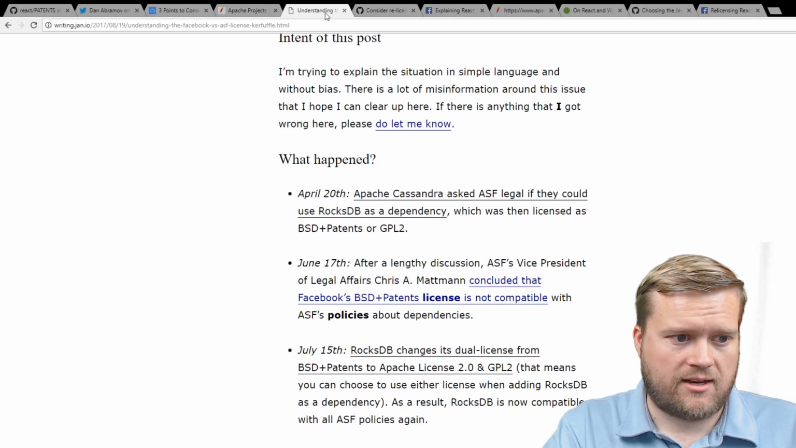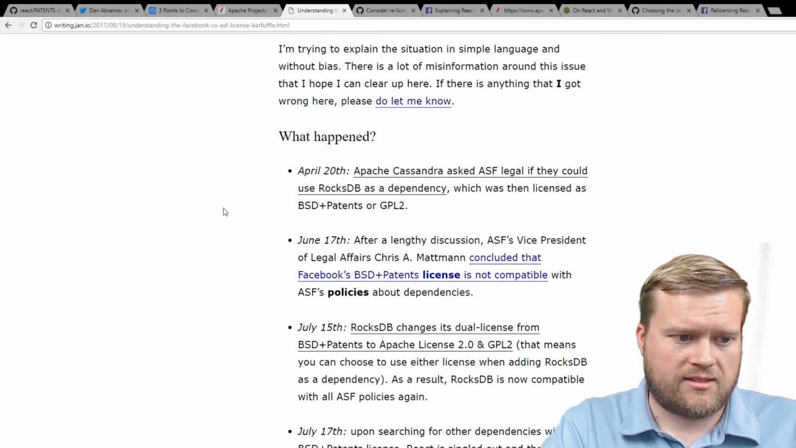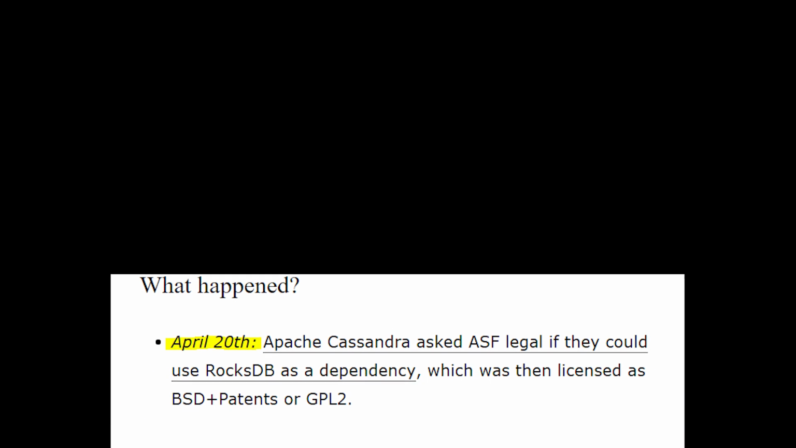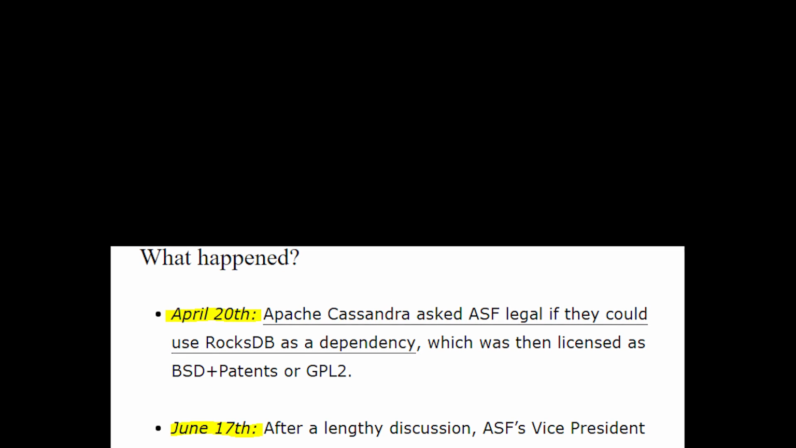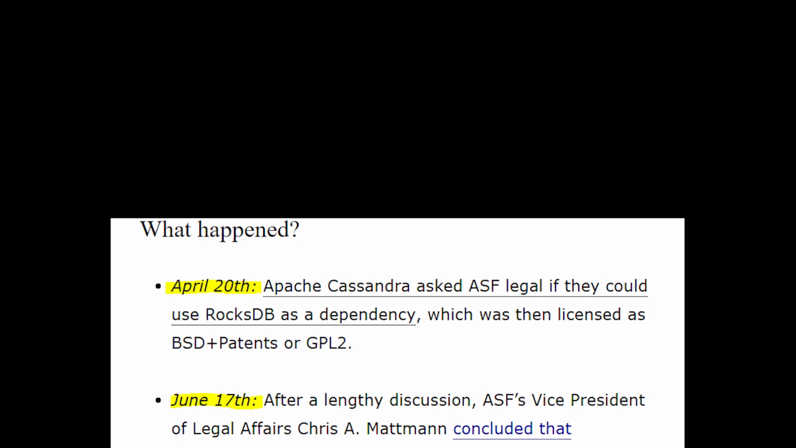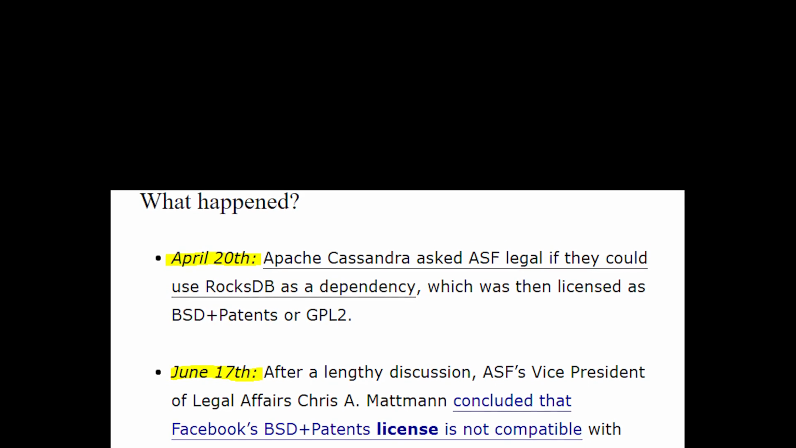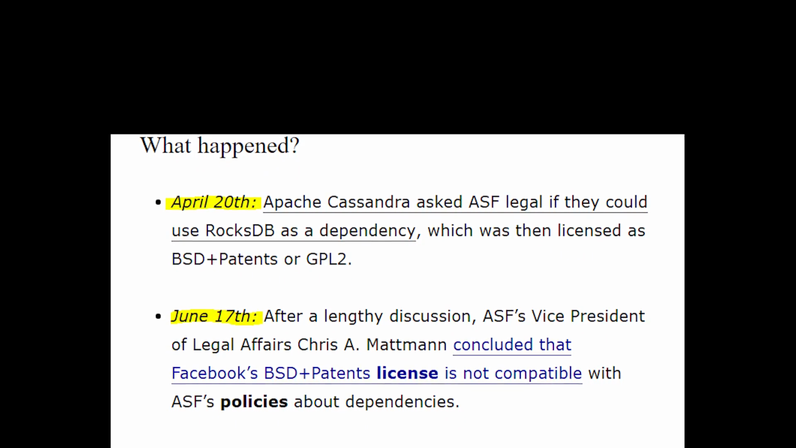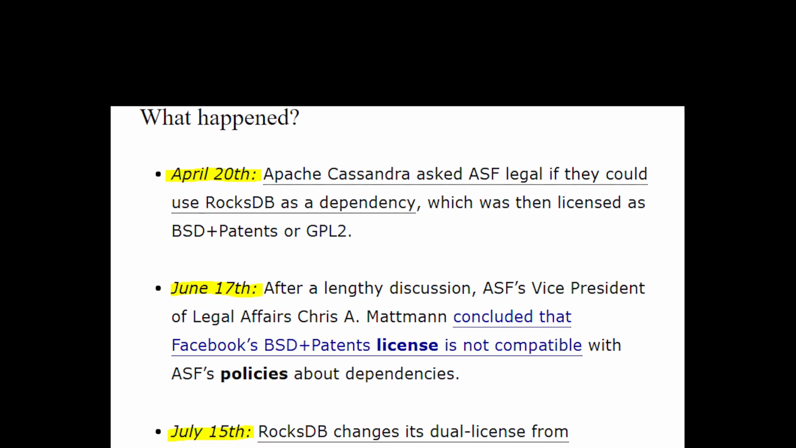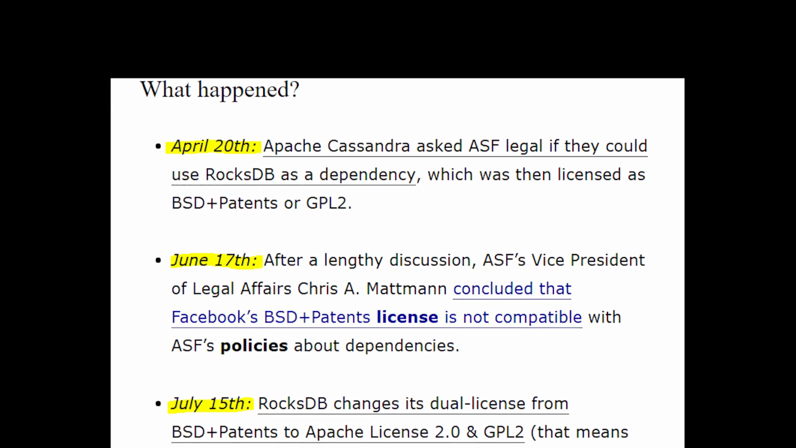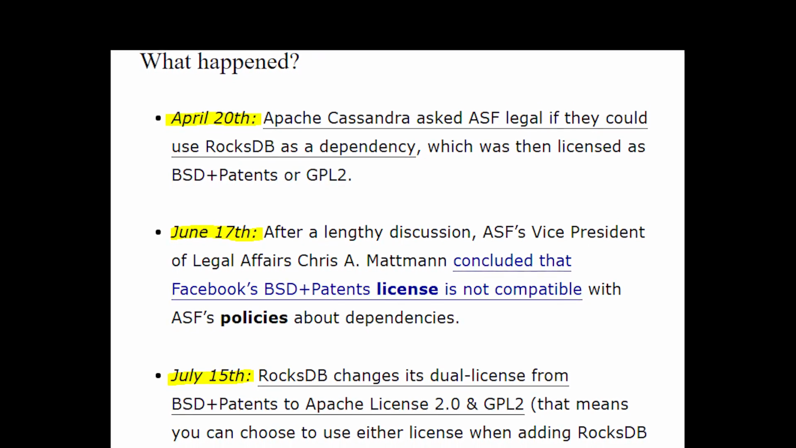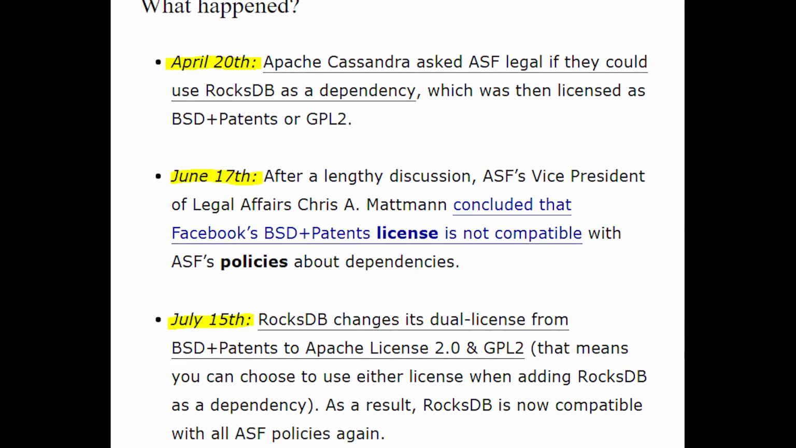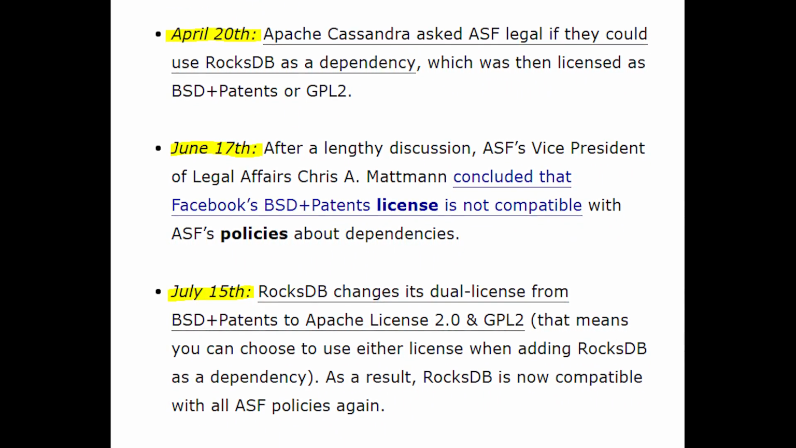And one of those projects that came into light was RocksDB. So a little history in the timeline. What happened is Apache Cassandra asked the ASF, that's the Apache Software Foundation Legal, if they could use RocksDB as a dependency. And then after some discussion, the ASF's vice president, Chris A. Mattman, concluded that Facebook's BSD+Patent license, the one we were just discussing the last few minutes, was not compatible with the Apache Software Foundation. So that was a ruling saying that any of the Apache Software Foundation software couldn't use any of Facebook's projects that were licensed under this BSD+Patent license.